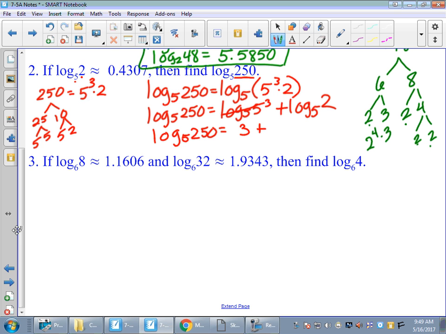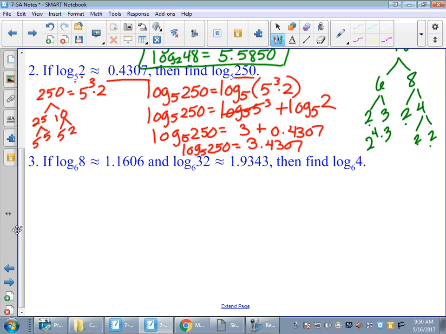And log base 5 of 2 was given to us as 0.4307. When I add those together, log base 5 of 250 is equivalent to 3.4307. And there you have your answer. What would you raise 5 to get 250? You could check your answer. If you raise 5 to the 3.4307 power, you should get close to 250. Again, we're rounding.